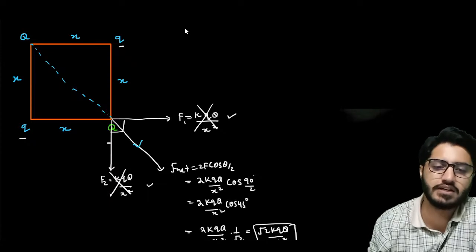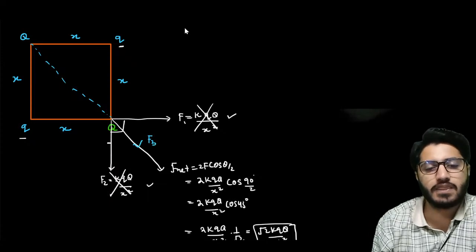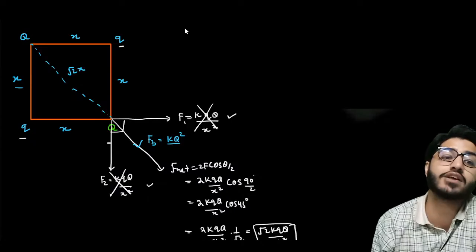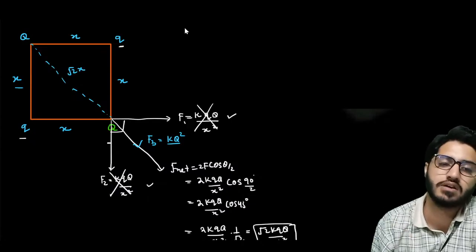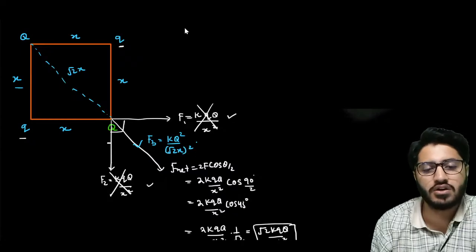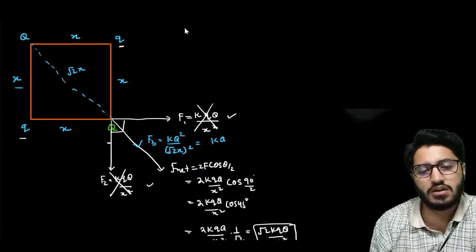Repulsion. Yes, sir. It is F3, equal to kq times q, that is kq squared divided by this distance. Look, x. It would be root 2 times x by Pythagoras theorem. We had done this one. How much is it? Sir, root 2 times x square. It is equal to kq squared divided by 2x square.